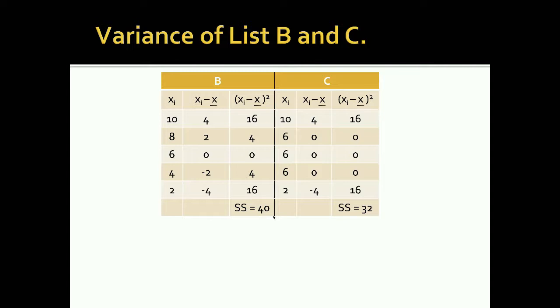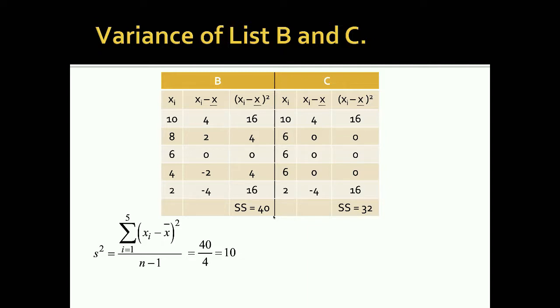And that is not the variance yet. That is the sum of squares. So to find the variance, we are going to go ahead and divide by n minus 1. So we have 5 data points, so we're going to divide by 5 minus 1, which is 4. So we're going to do 40 divided by 4, which is 10.